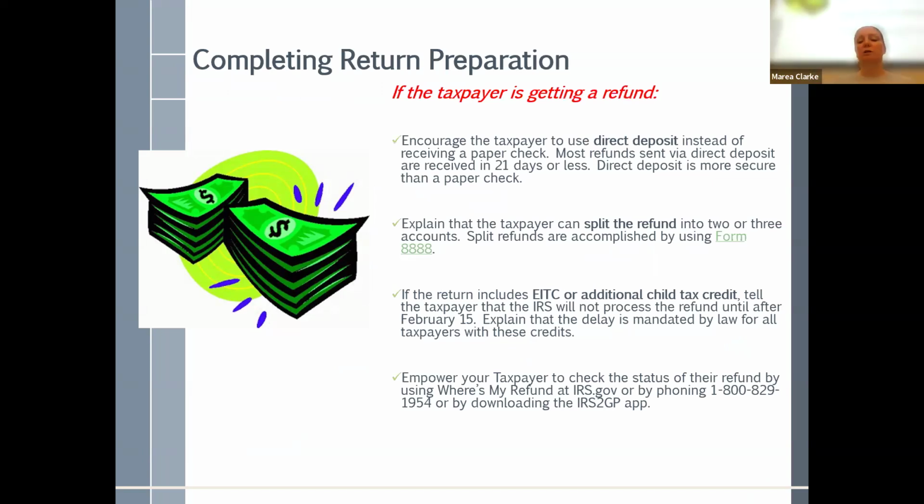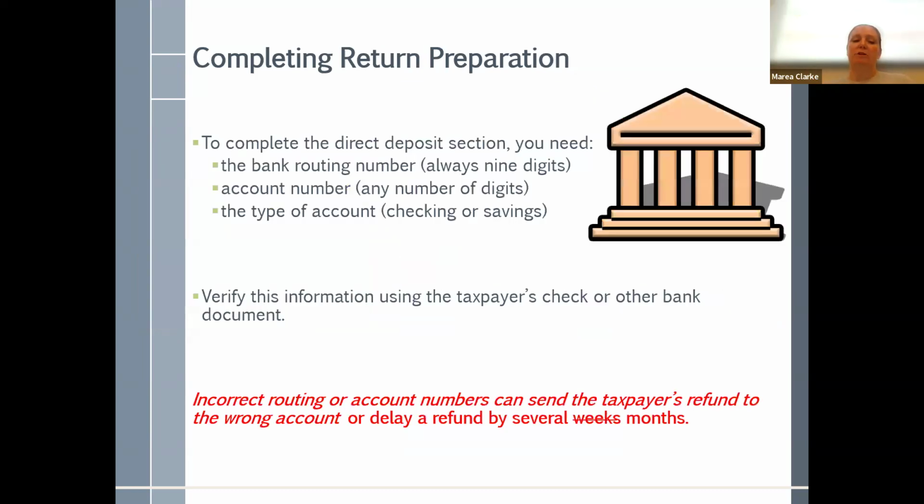If they're getting the earned income tax credit or the additional child tax credit, that money does not get sent out until after February 15th. Basically, this is some additional time to give the IRS a chance to do a few extra checks, make sure that they are eligible for those credits. There is an IRS website, there's an app where they can call to check on the status of their tax return.